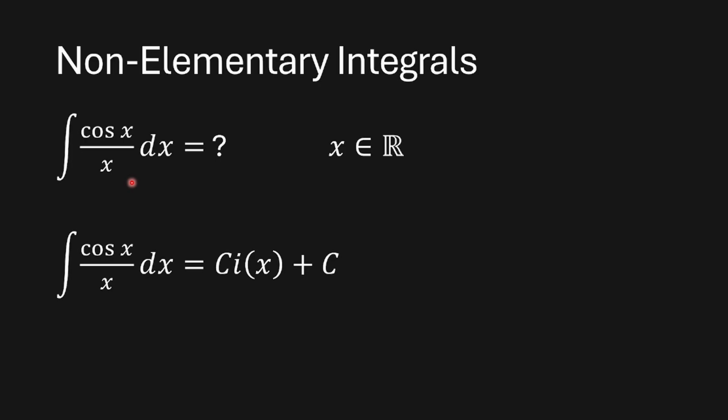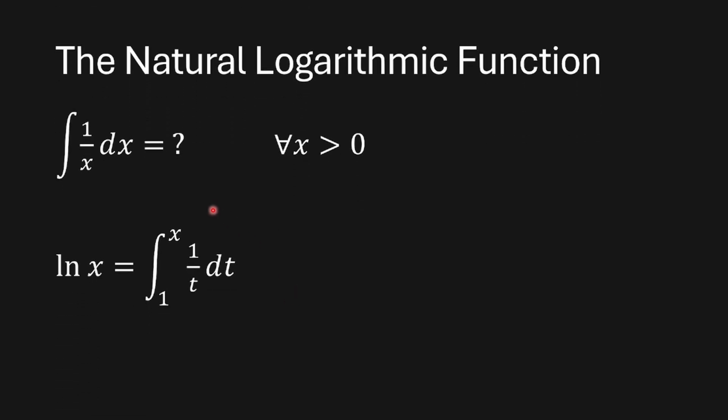So what do we do? Well, it's very common in mathematics to assign a new function for the integral. So for example, the integral of cosine x over x dx, we call the cosine integral function with input x, and obviously the integral constant. So what about for this integral here, the integral of 1 over x dx?